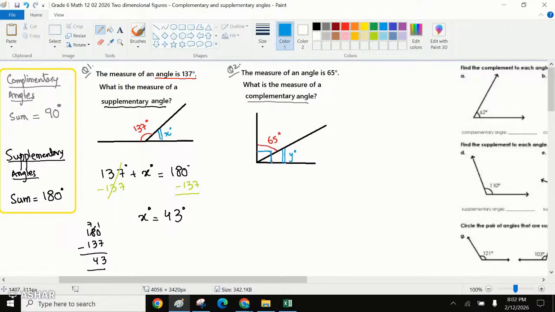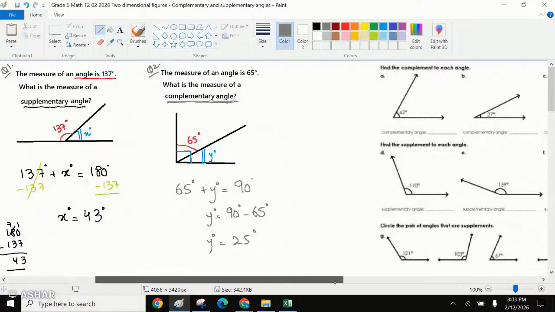We can directly do the working, right? 90 minus 65 would be 25, but it is always better to show the working. So we can say 65 plus the missing angle should be equal to 90 because they're using the term complementary angle. That means y would be equal to 90 minus 65. How do I subtract? 90 minus 60 would be 30, 30 minus 5 is 25. Agreed?